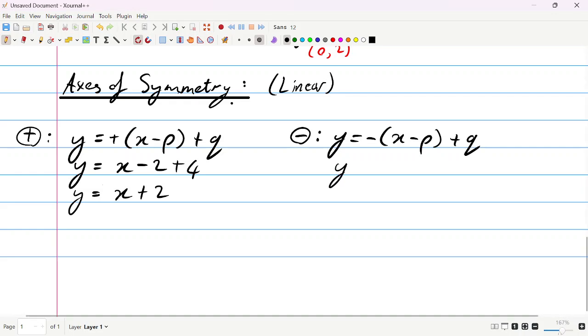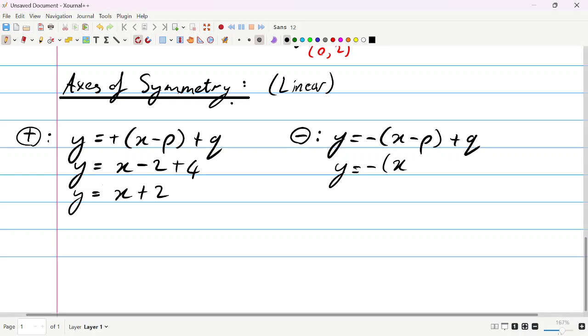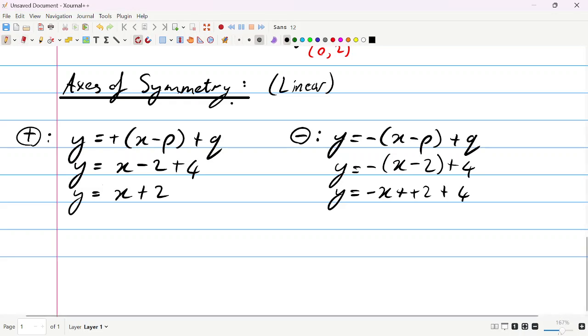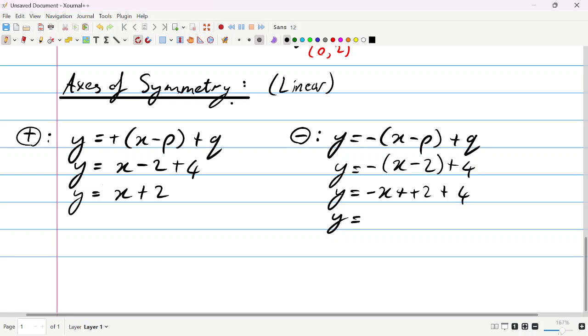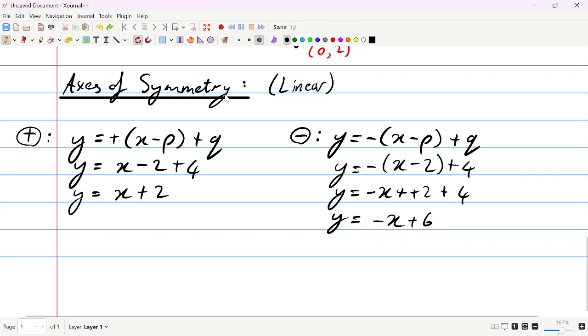And then over here, y is equal to negative, so let's first actually substitute x minus 2 plus q. And then y is equal to, we take the negative in, it will be minus x plus 2 plus, what is our q value? I forgot to write it down. It's 4. So it's 4 over here. And then y is just going to be equal to minus x plus 6. So these are just two linear functions. It'll be the same with every single type of hyperbola. This is just the way that you do it.